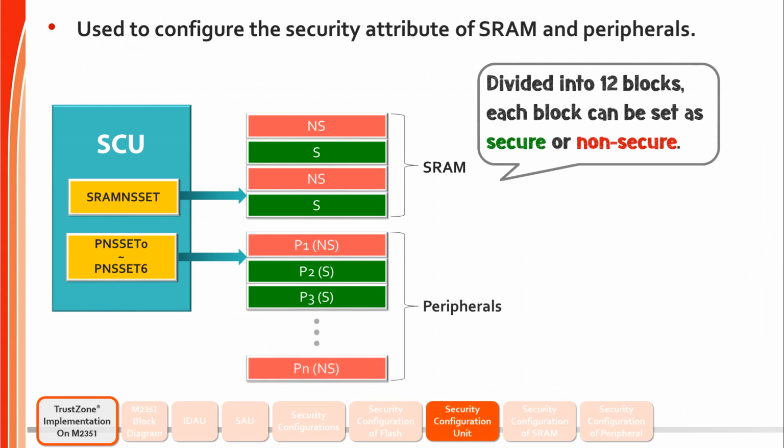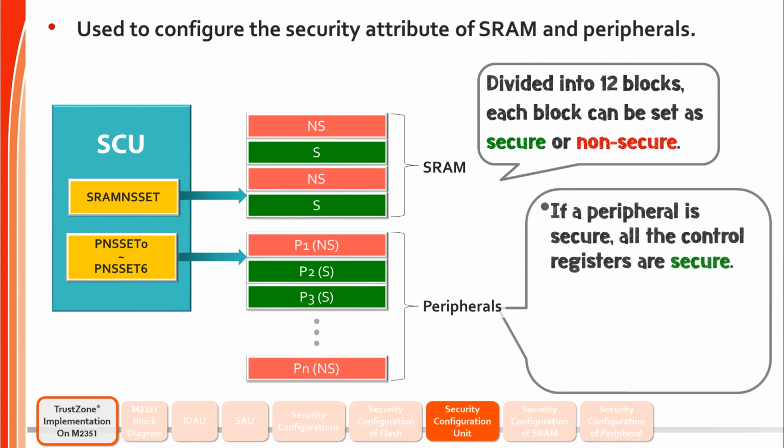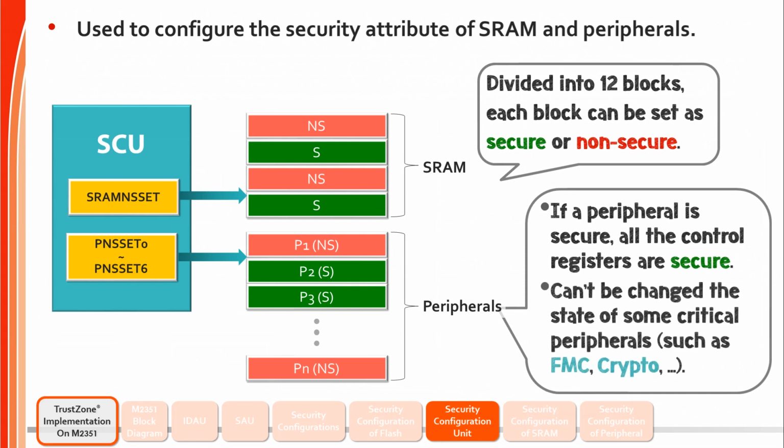For example, there are 3 UARTs in M2351, which are UART0, UART1, and UART2. Each UART can be configured as secure or non-secure individually. If a peripheral is secure, that means all its control registers are secure. In M2351, some critical peripherals cannot be configured as non-secure, such as FMC, clock controller, crypto accelerator, WDT, and so on.